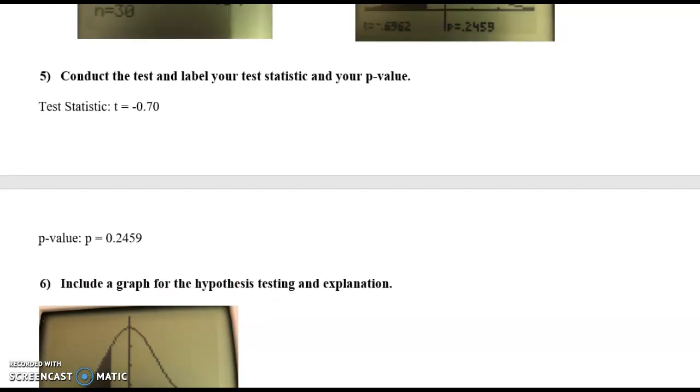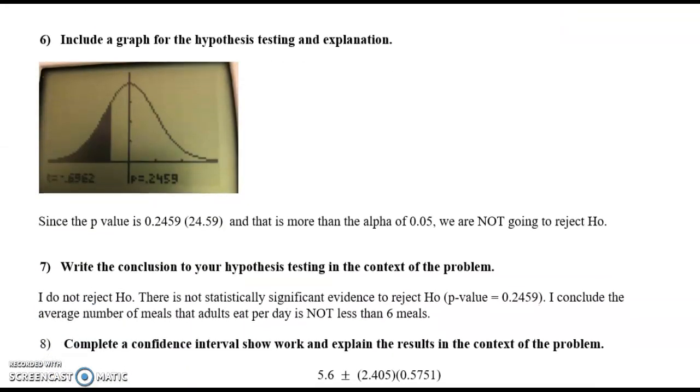Our p-value is 0.2459. And this is a graph. And our p-value is 0.2459, which multiplied by 100 is 24.59%. And that is more than the alpha of 0.05. So we are not going to reject H0. And our conclusion is, I do not reject H0. There is not statistically significant evidence to reject H0, as our p-value is 0.2459. I conclude the average number of meals that adults eat per day is not less than 6 meals.